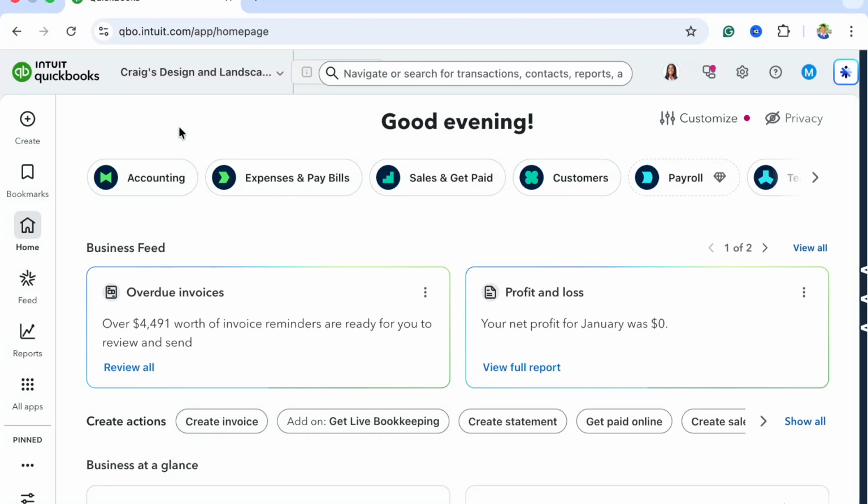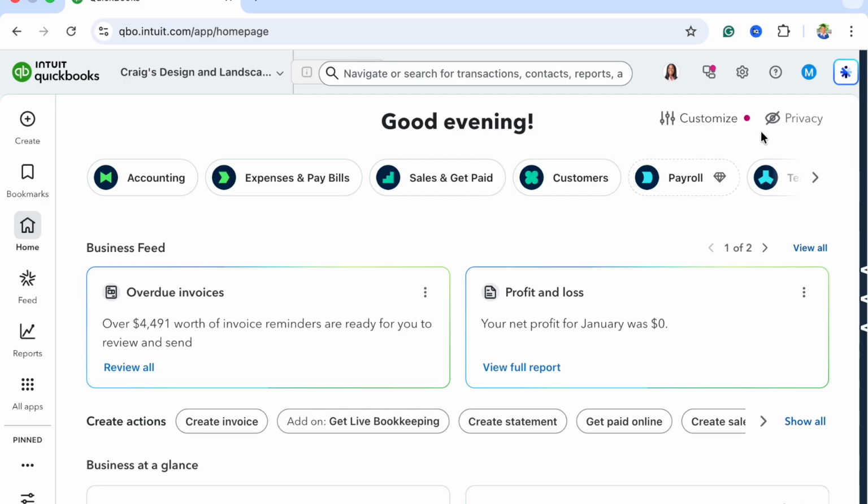In this video today, we're going to talk about the chart of accounts. I'm going to show you where you can find the chart of accounts in QuickBooks Online. And then when we get into the chart of accounts, I'm going to give you a little bit more information about it. All right, so let's find the chart of accounts.